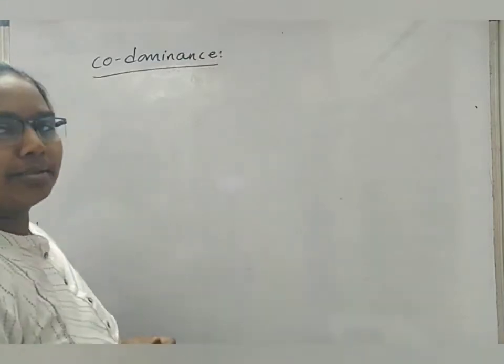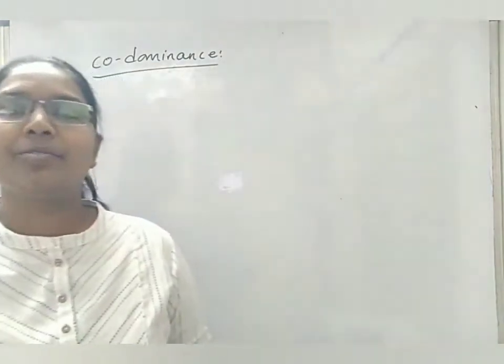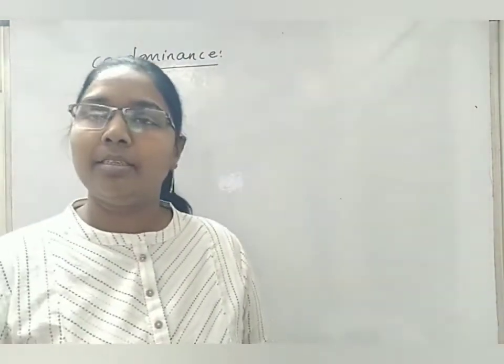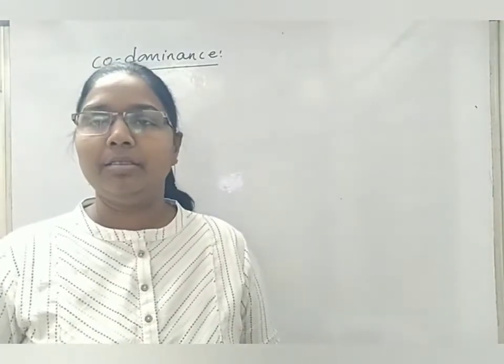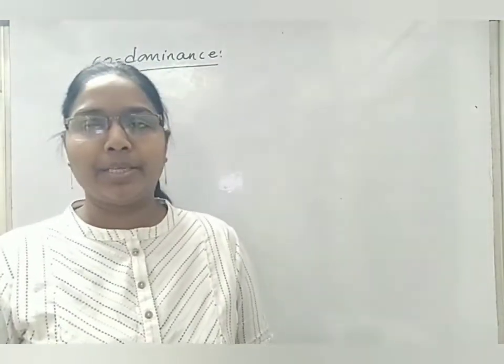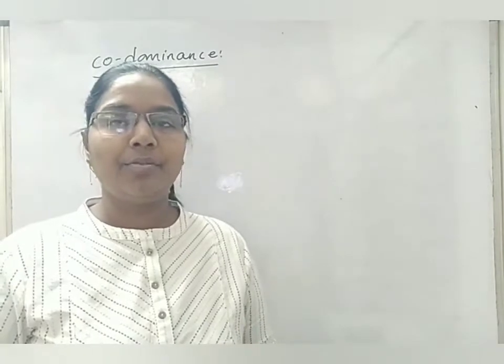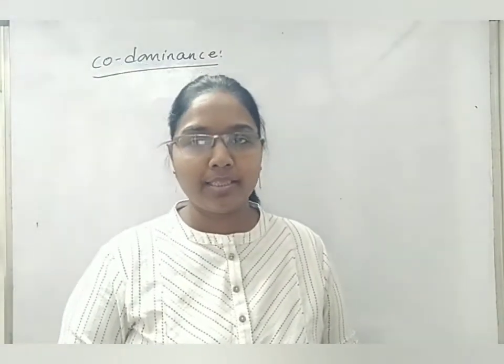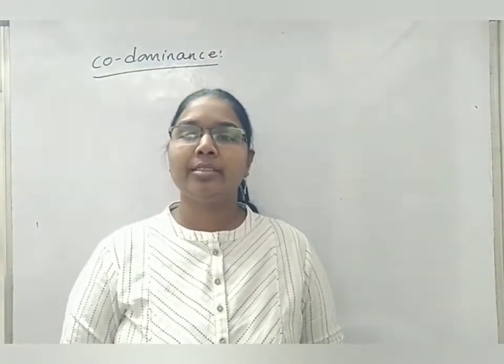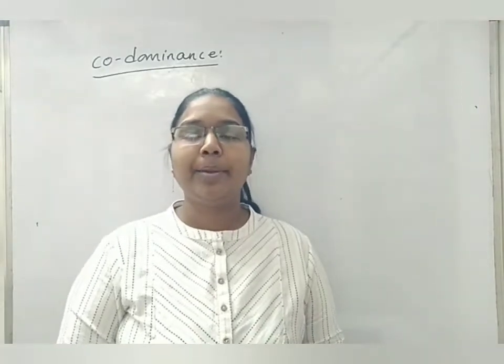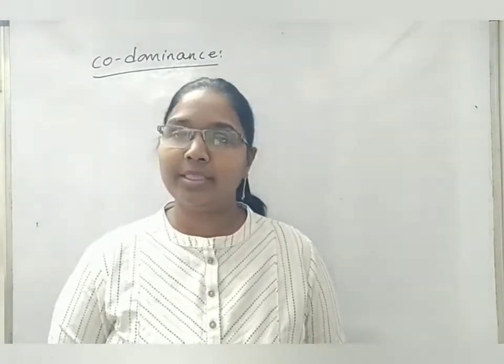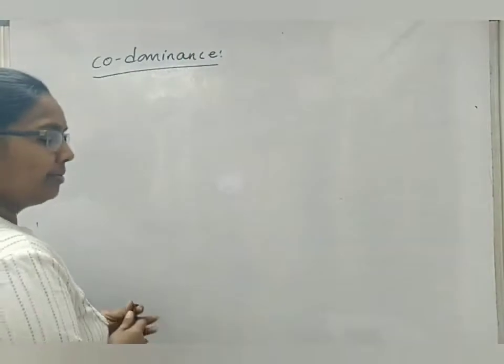Under codominance, if two different allele forms of a gene are present in a cell, then both of them will get expressed. One allele is not dominating the other; when they are side by side, they are independently expressing their own phenotypic nature.